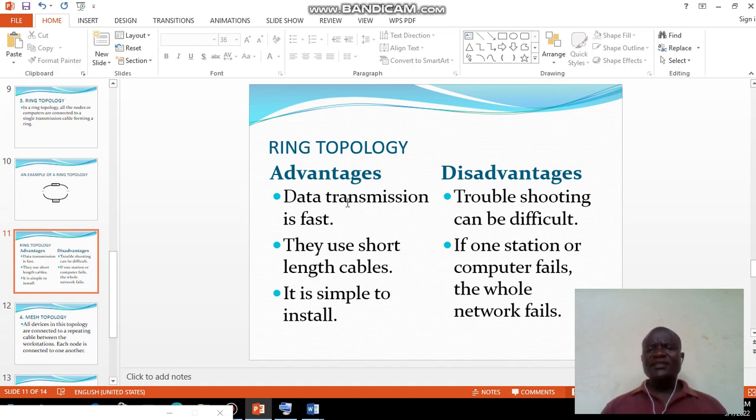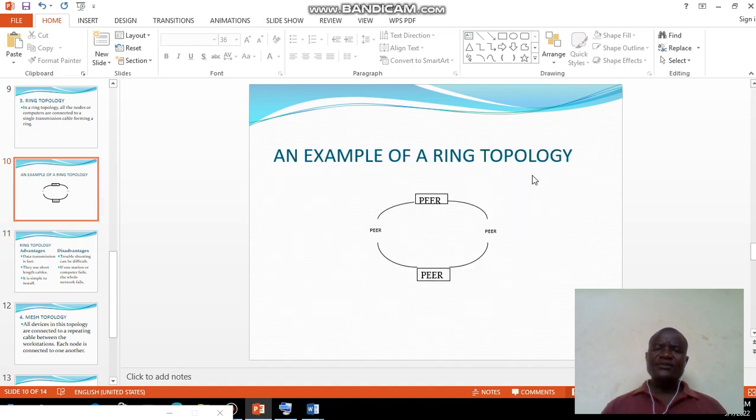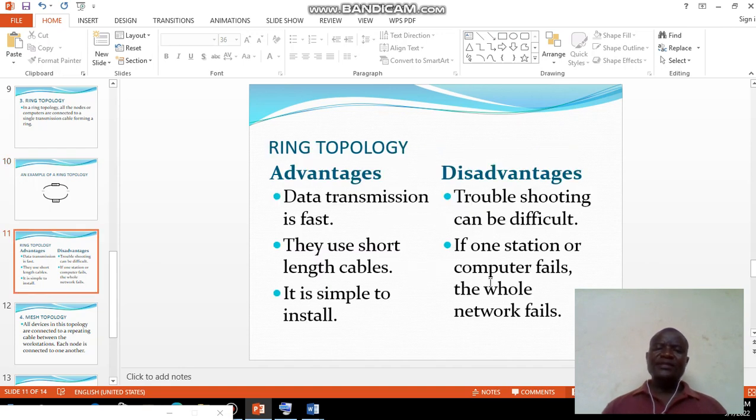We look at the advantages and disadvantages of a ring topology. Advantages. Data transmission is fast in a ring topology. They use short length cables. Here, a cable from here up to there, short. Equally, this cable from here up to there, short again. So this is what they are saying. They use short length cables. It is simple to install this topology.